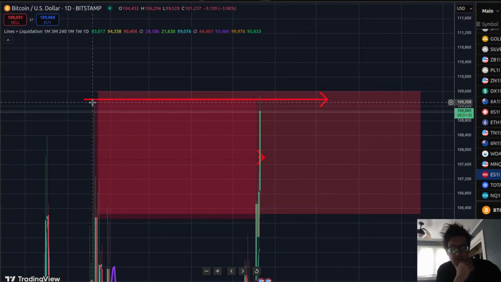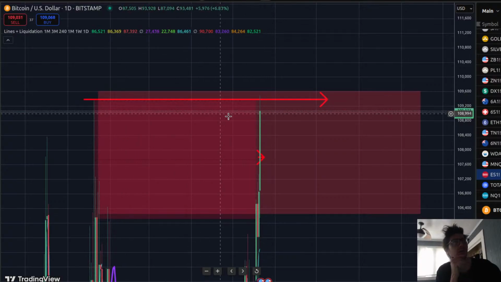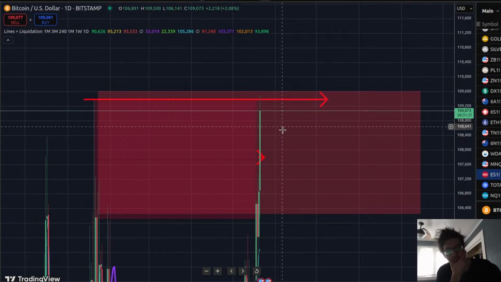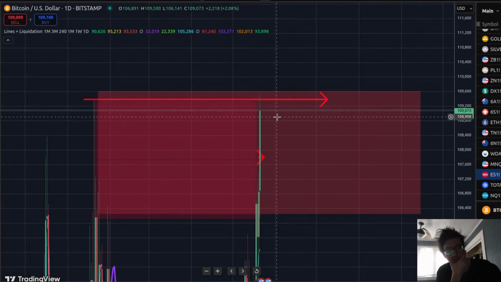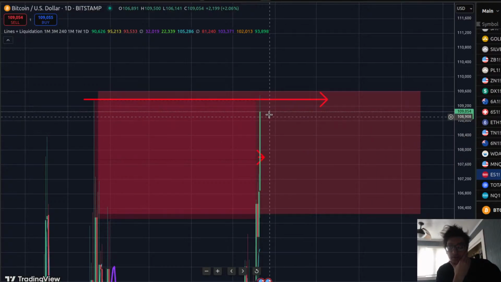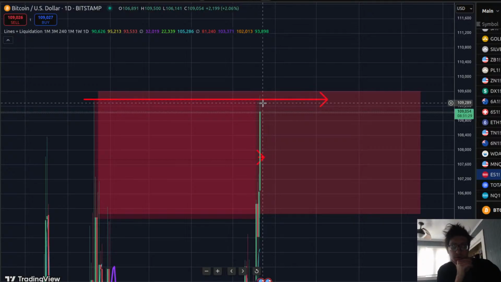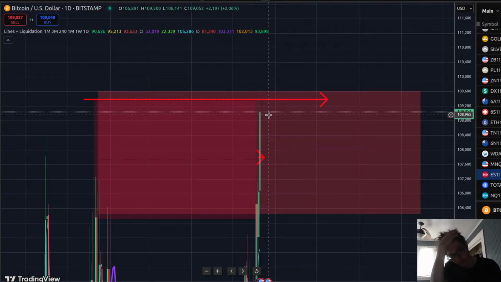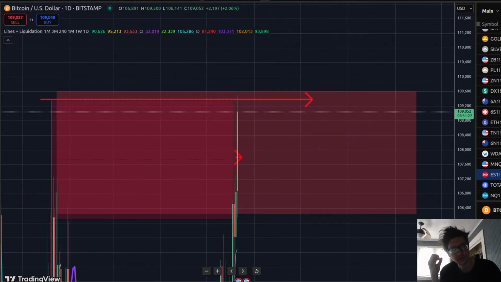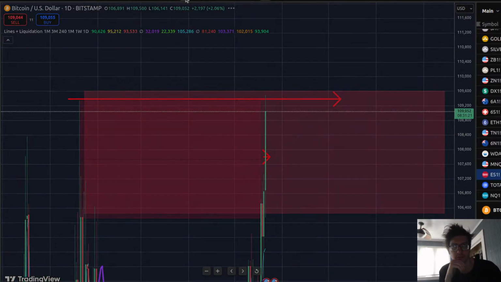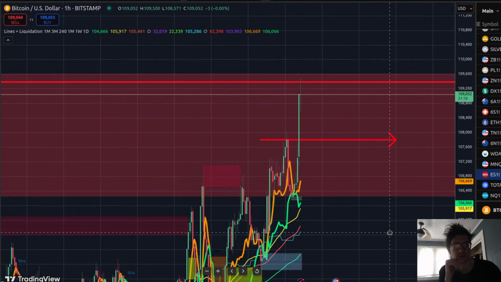We've touched the top of that previous wick. So far it looks like price has been rejected at that level, but we don't know yet if it's actually a true rejection, or if the market is just shaking out investors that think the market is going to go short at this point.